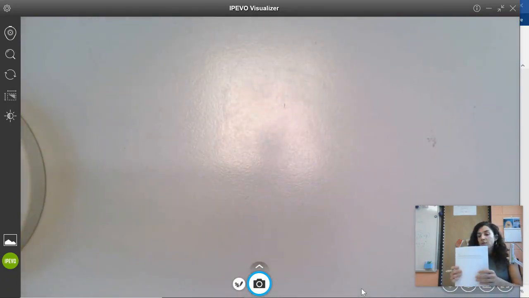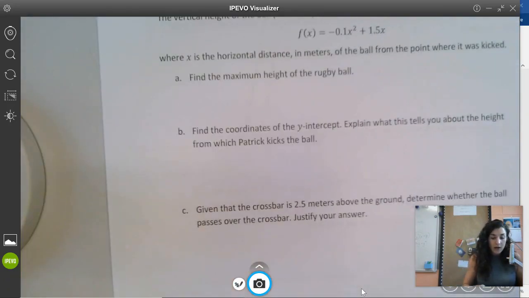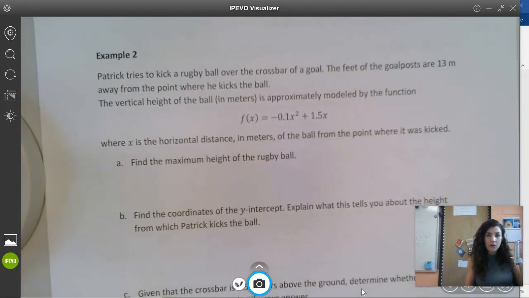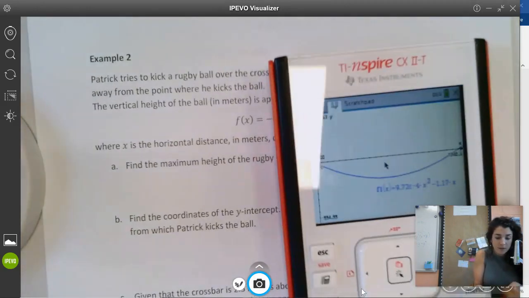Patrick tries to kick a rugby ball over a crossbar of a goal. The feet of the goalposts are 13 meters away from the point where he kicks the ball. The vertical height of the ball in meters is approximately modeled by that function, where x is the horizontal distance from where it was kicked. So we've got a quadratic equation. First things first, graph it.